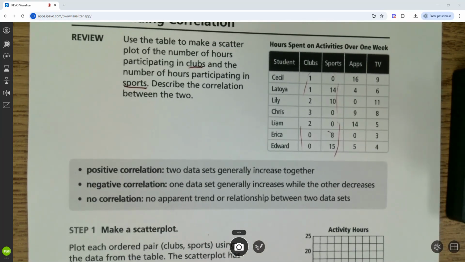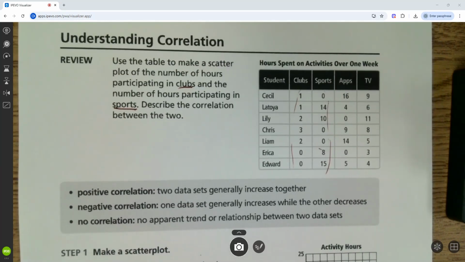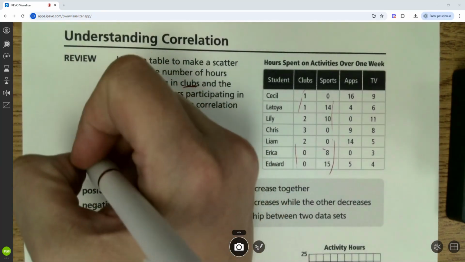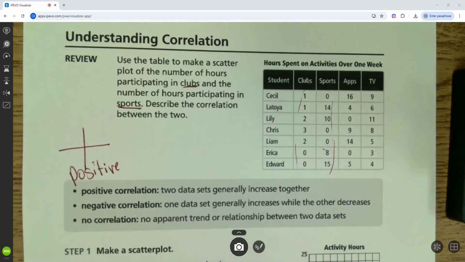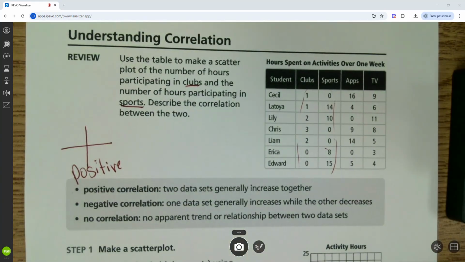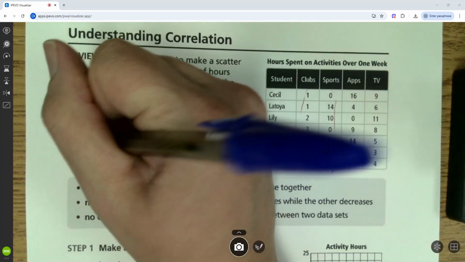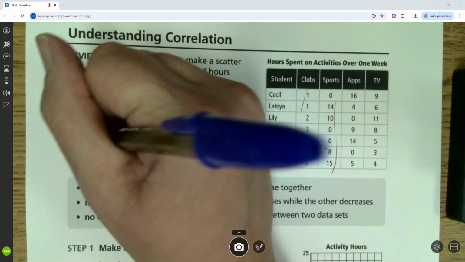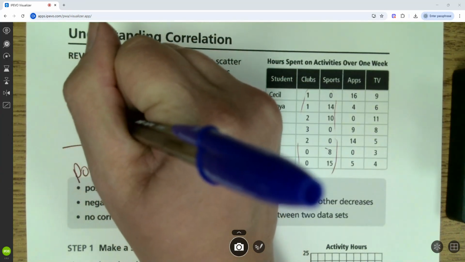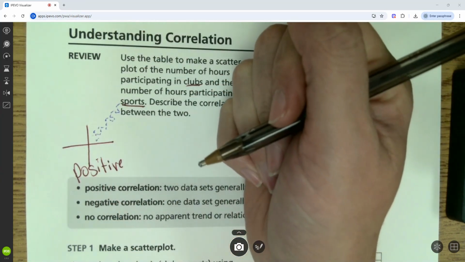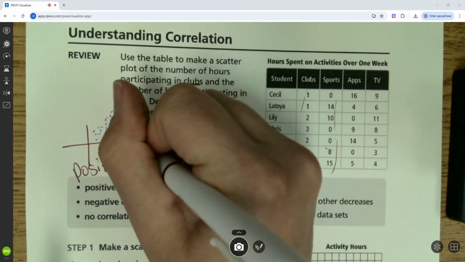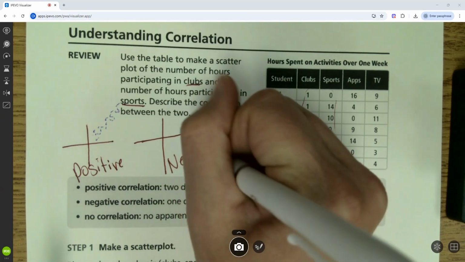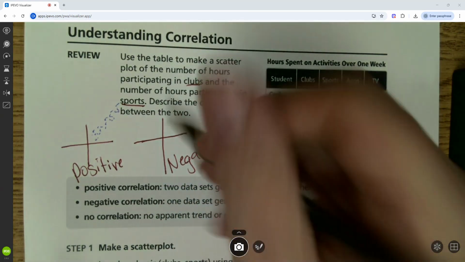Okay. All right, positive correlation is where two data sets generally increase together. So if you think about it, if I tell you something positive about yourself, your mood is going to go up, right? So when we have a positive correlation, you would have your scatter plot and all your data would generally be moving upward. And that makes sense. We always feel good about ourselves when we hear positive things.